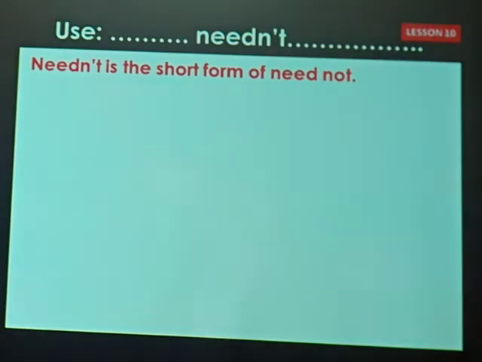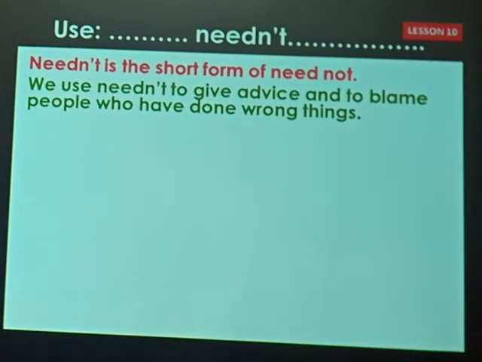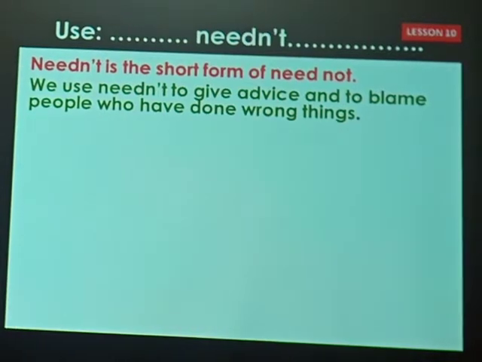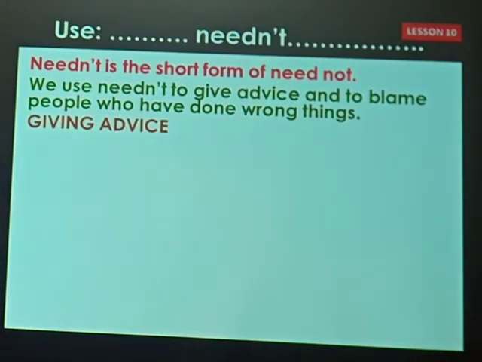Remember, we have other words that are used to mean needn't, and those words are don't need to, which can as well mean needn't, or don't have to. We have others which can as well be used in the same way as needn't is, as we are coming to see. Dear candidates, you need to note that we use needn't to give advice and to blame people who have done wrong things. When someone does something wrong, you blame them. And when you discover that someone has an intention of doing something wrong, you advise or you discourage that person from doing something wrong. So we need to begin with giving advice.